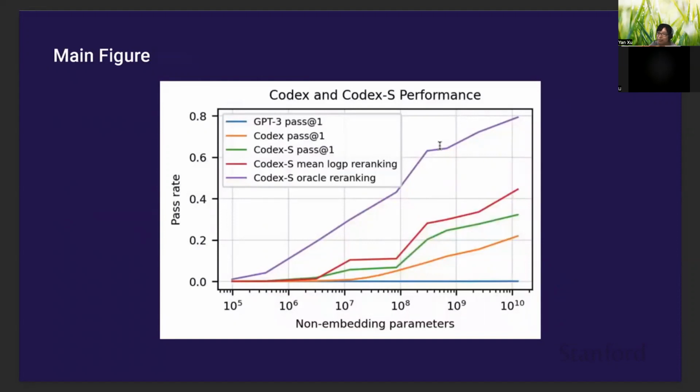Yeah, so the purple one is if you have the unit test, right? You can just generate 100 or even 1000 outputs and run them through the unit test, and the one which passed is the answer.